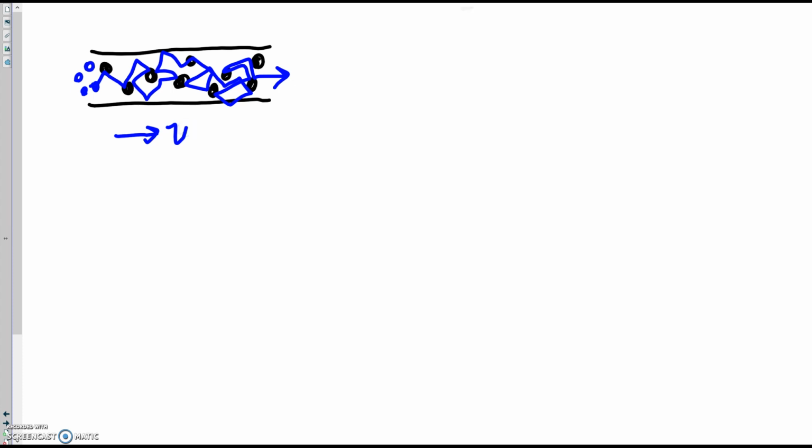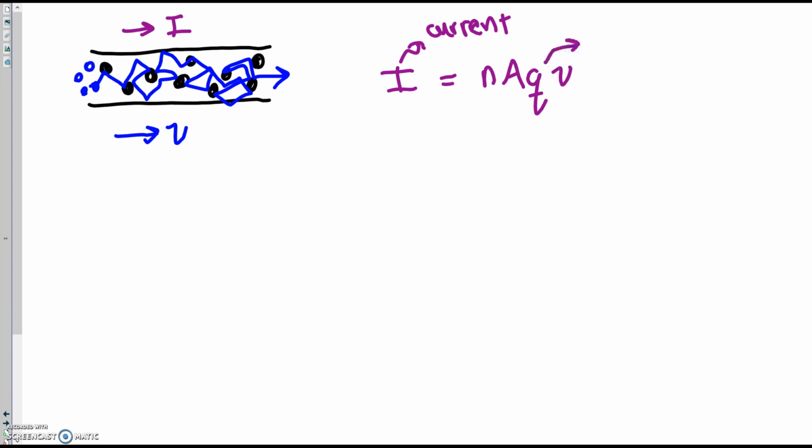That speed shows up in a really important equation. I equals NAQV. I is the current in the resistor. Q is the charge of the carriers.